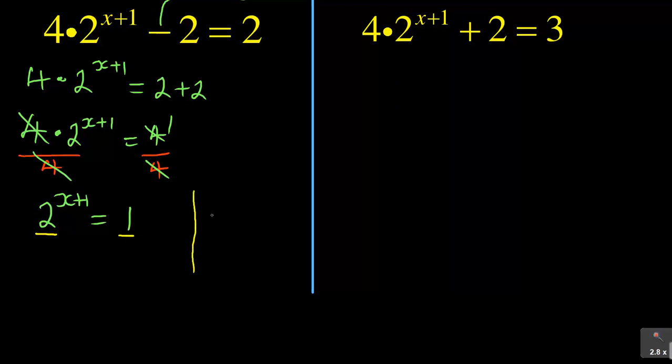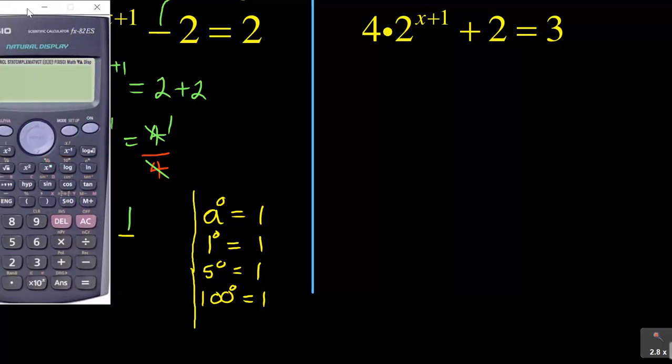Now you need to know this law of exponents, which says a to the power of 0 is equal to 1, meaning any number to the power of 0 is 1. For example, 1 to the power of 0 will give me a 1. 5 to the power of 0 will give me a 1. 100 to the power of 0 will give me a 1. So any number that is to the power of 0 is a 1.